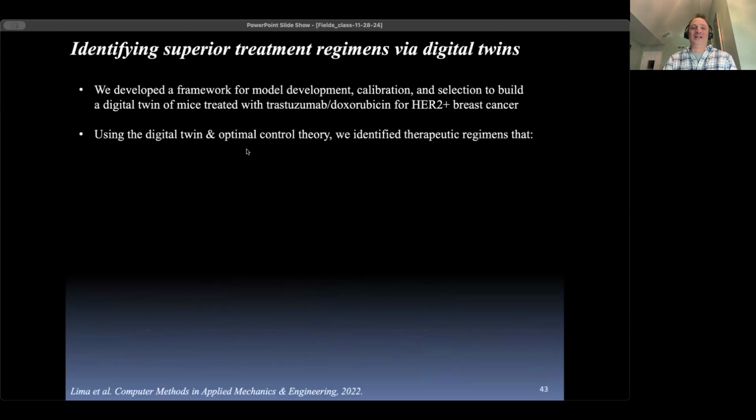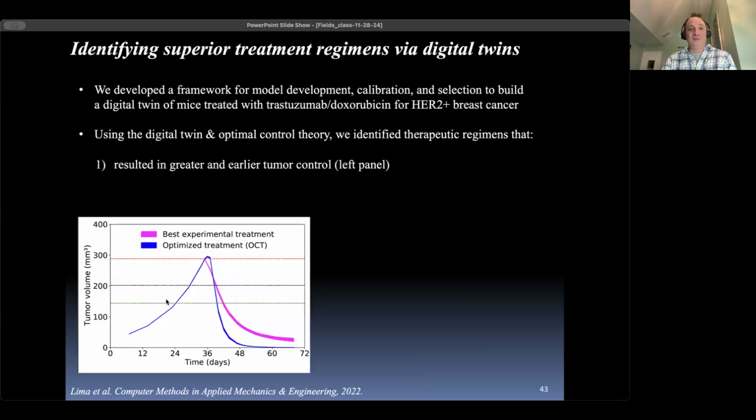So this is just a summary of this stuff. We use the digital twin optical control theory to try to identify a therapeutic regimen. And this blue one is the therapeutic regimen that we identified. So there's a Z of T that gives us this better and earlier tumor control that's now being tested, what I was just talking about.